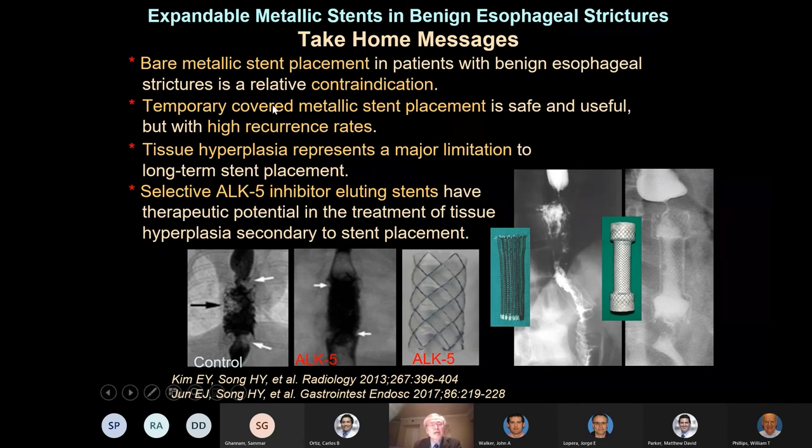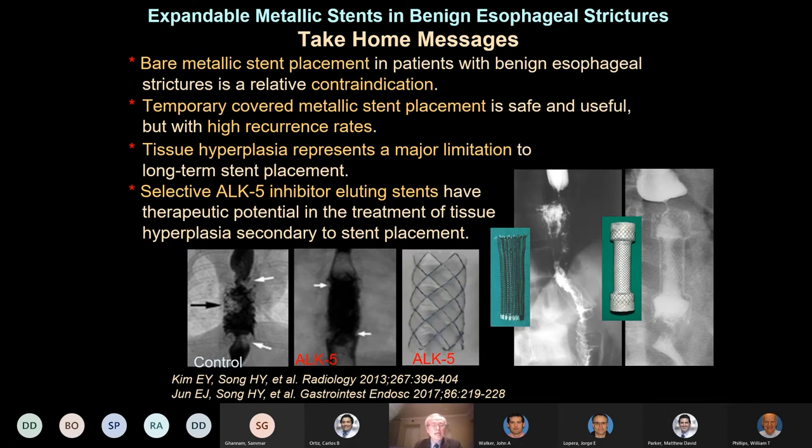The temporary covered metallic stent placement is safe and useful, but with high recurrence rates. This is a covered stent we devised, and then we placed the stent in a patient with benign esophageal strictures. Here you can see this is a 4 months follow-up study. There is no stricture within the stent because this is the covered stent, but you can see new strictures above and below the stent due to tissue hyperplasia. So I can say that tissue hyperplasia represents a major limitation to long-term stent placement.